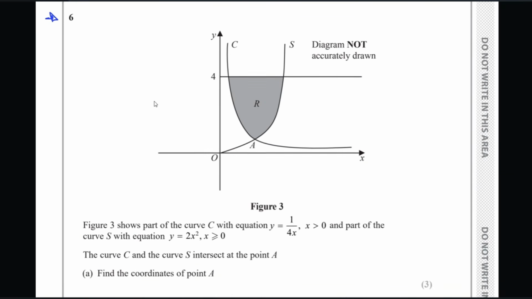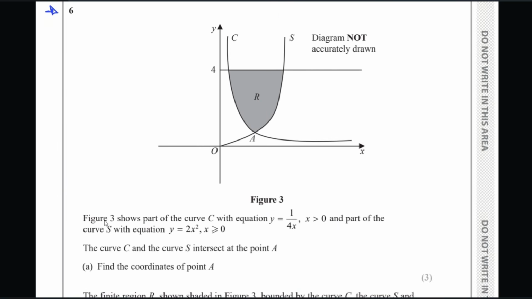Question 6. So we have a graph. Let's read the question. Figure 3 shows part of the curve C with equation y equals 1 over 4x. So we can see this is curve C. It's a reciprocal curve, and it is only shown where x values are positive. That is curve C. And then part of the curve S with equation y equals 2x squared. So that's a parabola, curve S. And again, this is only shown where x values are positive. The curve C and the curve S, they intersect at the point A. Yes, they intersect at this point A.